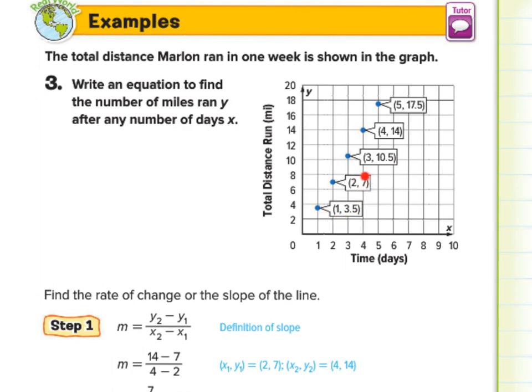Another 3.5 here would make it 10.5, and then another 3.5 here would make it 14, and so on. And you can tell by the straight line that it looks like a proportional relationship, and it's increasing on the y, or in terms of miles, by 3.5 per day. Right, there we go, we have that.